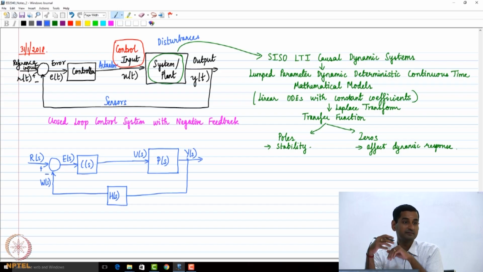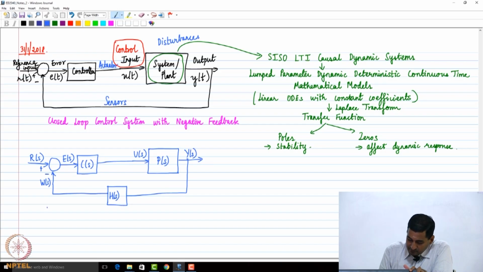I'm just mapping it. H of S is indicative of any mapping that can happen in the feedback path. Let me write the explanation: it's the feedback path transfer function.